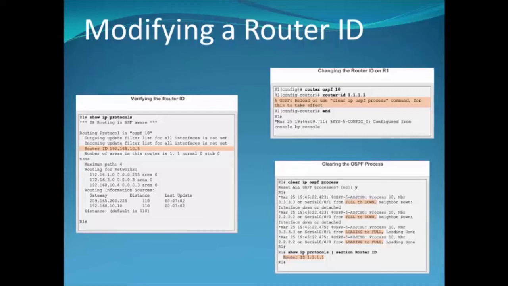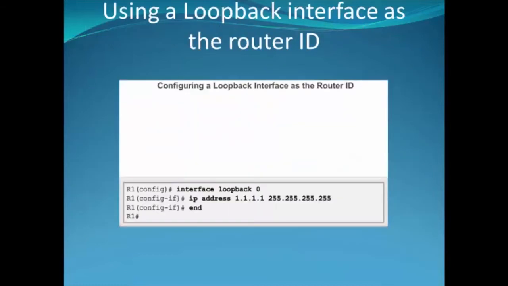In the first figure, the router ID should be 1.1.1.1. In figure 2, the router ID 1.1.1.1 is being assigned to router 1. Finally, in figure 3, the OSPF routing process is cleared using the clear ip ospf process privileged EXEC mode command. The show ip protocols command verifies that the router ID has changed, using a loopback interface as the router ID.